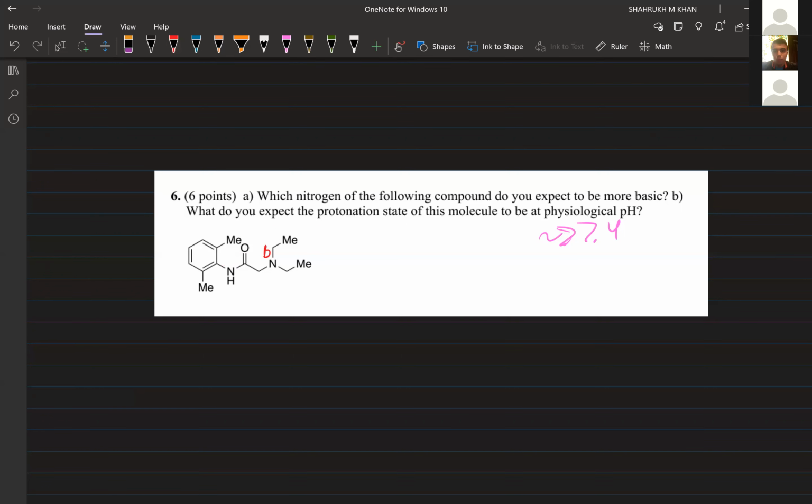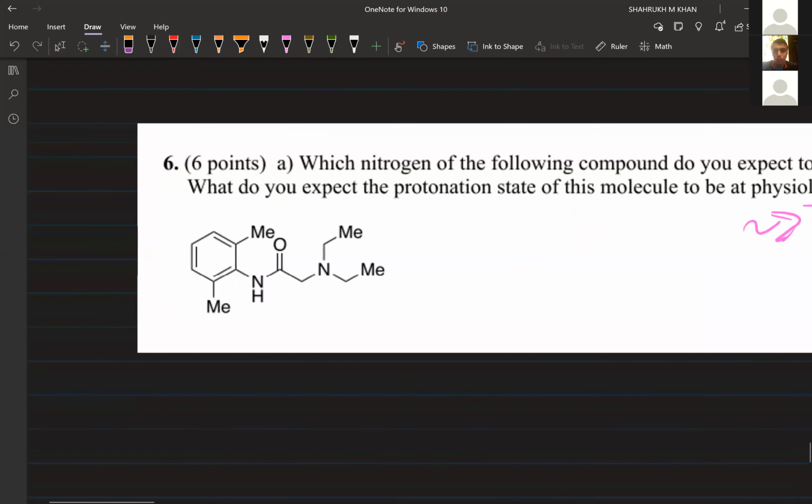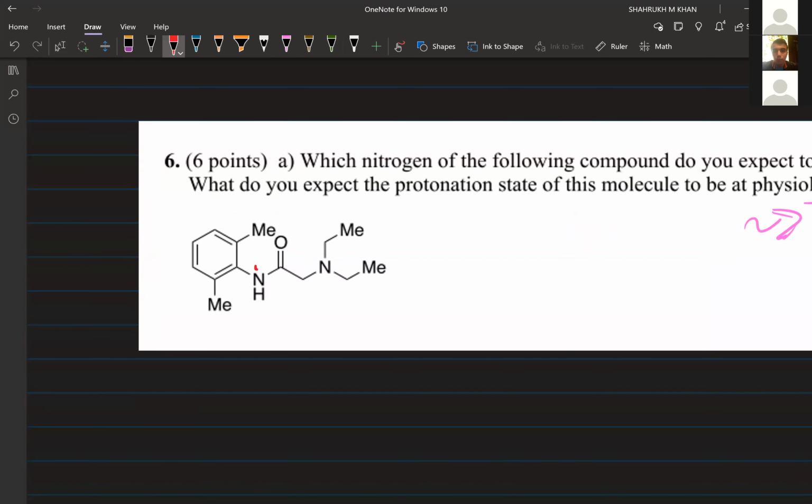A, right? So once again, let's review this. If we drew the lone pair here, this lone pair can conjugate this way and this way. This can also conjugate this way into the ring. So we have a lot of delocalization here. It's a lone pair next to two pi bonds.